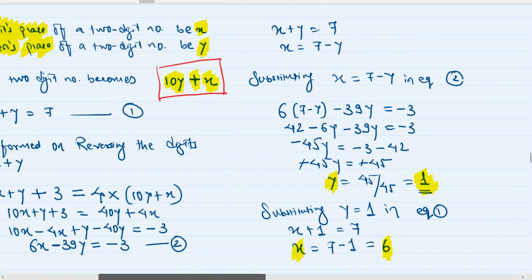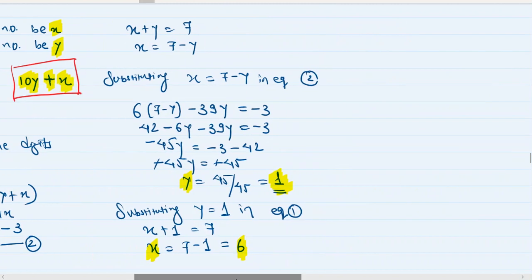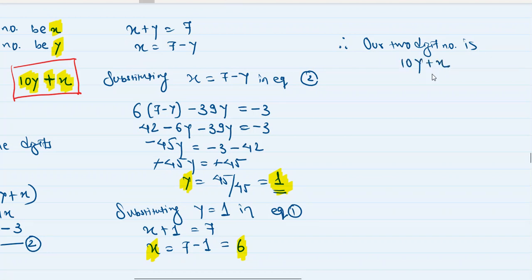So let's write the final statement. Therefore, our two-digit number is 10y plus x, which is 10 into 1 plus 6, which is 10 plus 6, which is 16. This is your final answer. This is where you are allowed to stop.